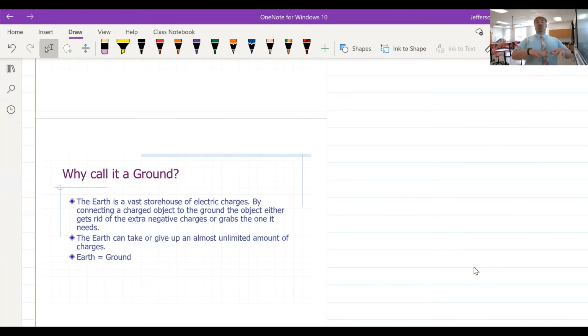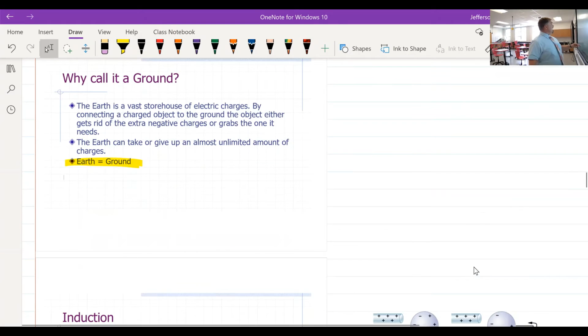The earth itself is a vast storehouse of charge. You can pretty much take an unlimited amount of charge from the earth and it's still going to be neutral, or put a whole bunch of charge into it and it's still going to be neutral. It's kind of like if you spit in the ocean, how much more water's in the ocean? Well, it's basically unchanged. Okay? Or if you take a cup of water out of the ocean, how much is lost now? It's basically unchanged from what it was before. And that's why we call it the ground, because the earth allows us to put the excess charges in or take excess charges out, and it's still going to be basically electrically neutral.